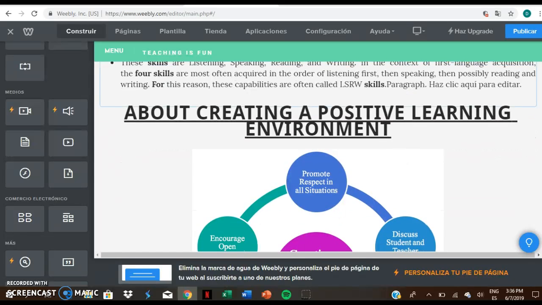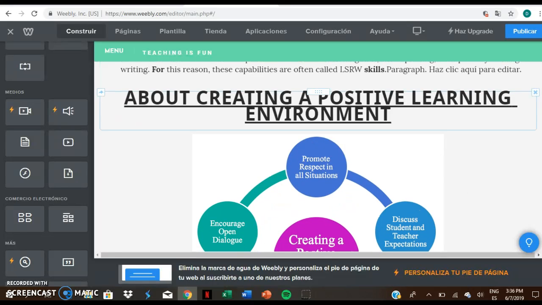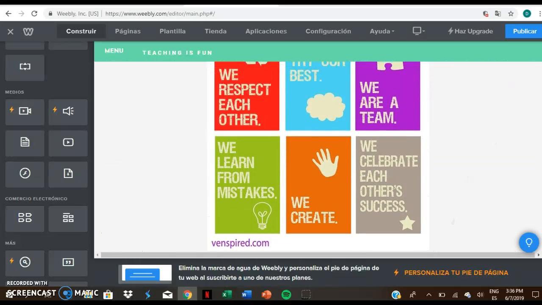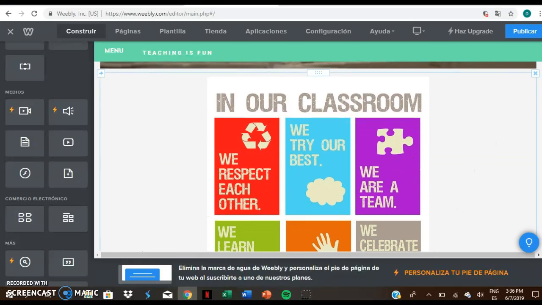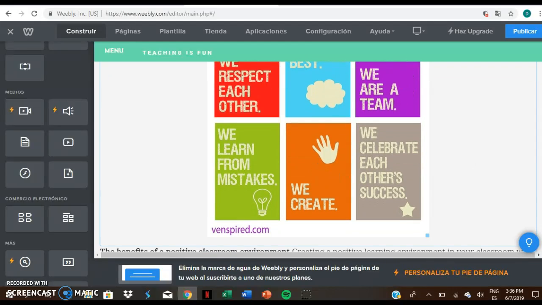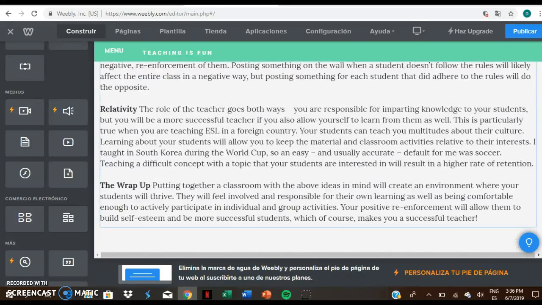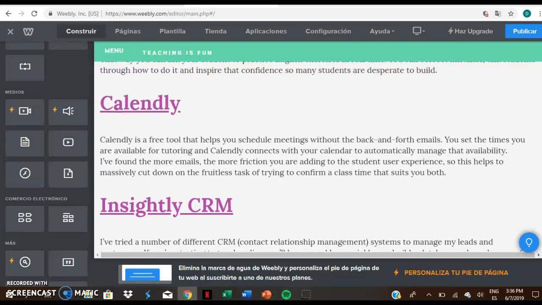About creating a positive learning environment. How you can create a positive learning environment in your English class. And also, in our class, we respect each other, we try our best, we are a team, we learn from mistakes, we create and we celebrate each other's success. And we have here some information too that we think will be really useful at the end of our class.